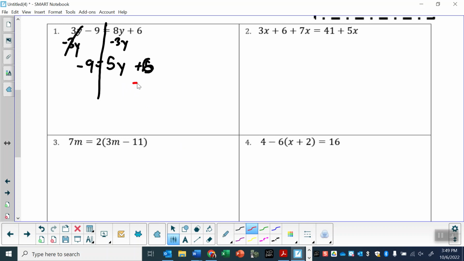Then we want to get our constants together. We can subtract 6 from both sides. -9 minus 6 is -15. And then to get our variable by itself, we can divide both sides by 5, and we get -3 equals y, or y equals -3.